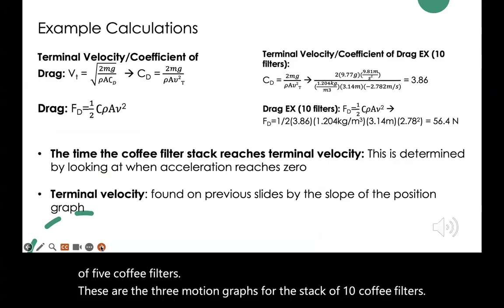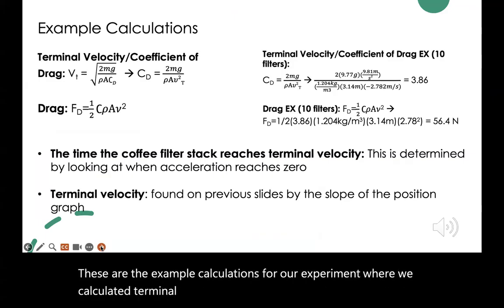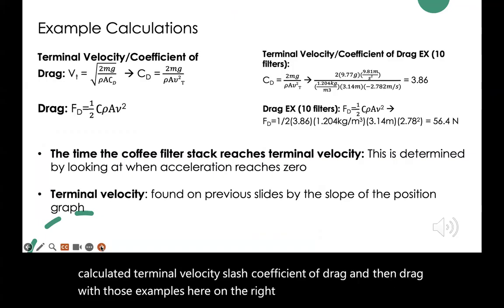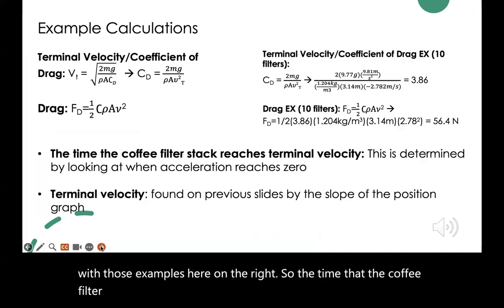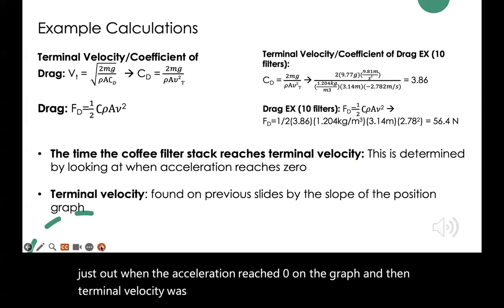These are the example calculations for our experiment where we calculated terminal velocity, coefficient of drag, and then drag force, with those examples here on the right. So the time that the coffee filter stack reached terminal velocity was determined by looking at when the acceleration reached 0 on the graph, and then terminal velocity was found on previous slides by the slope of the position graph.